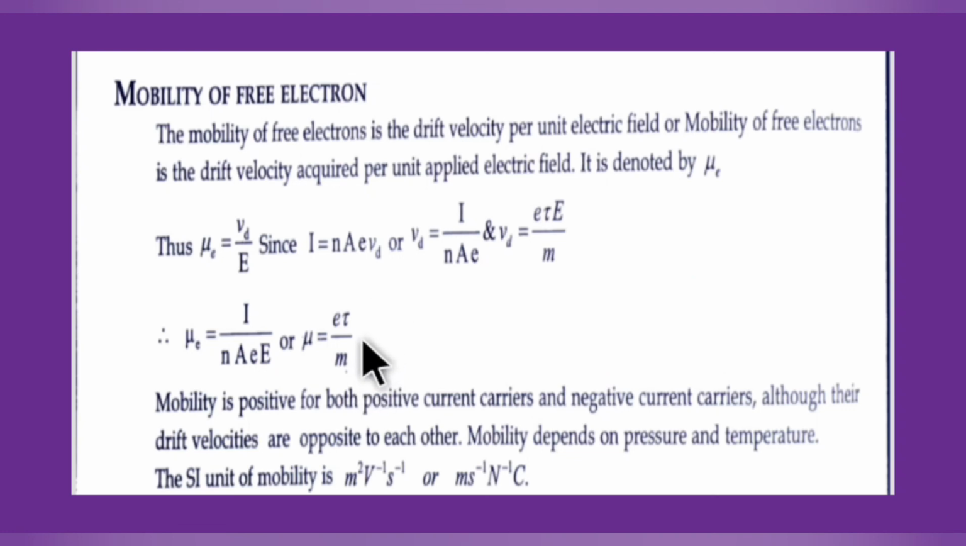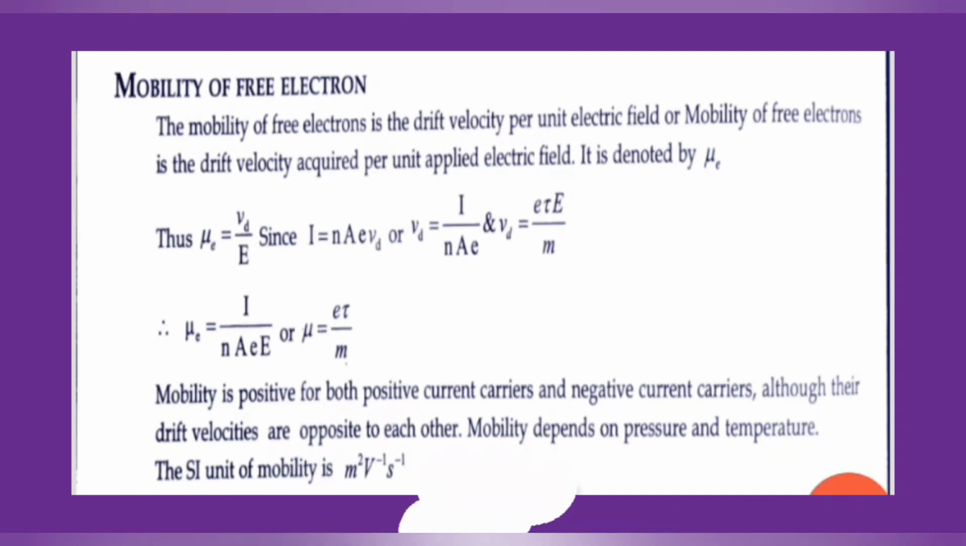In the exams there might be questions based on this. Show the relation between mobility of an electron and the relaxation time, or write the expression, or what is mobility, or they can give the mobility expression or definition and ask you to identify what it is. As we look further at mobility, mobility is positive for both positive current and negative current carriers. Although their drift velocities are opposite to each other, for positive current and negative current, mobility is positive only.